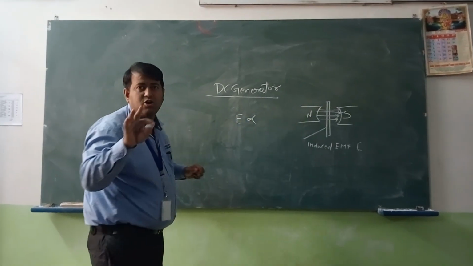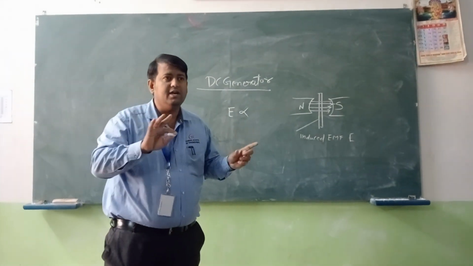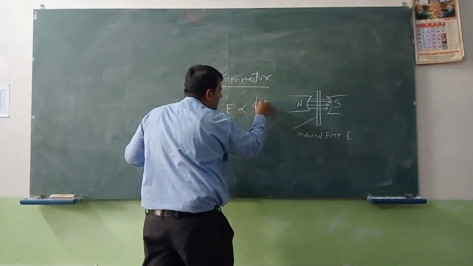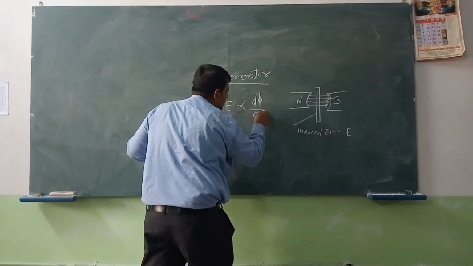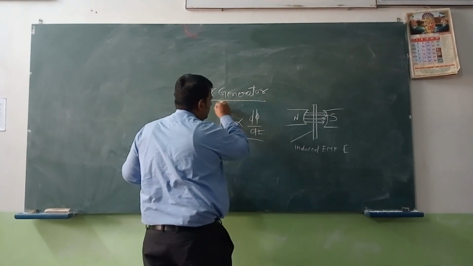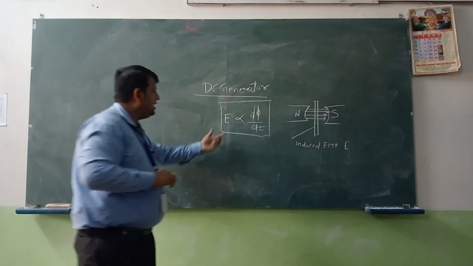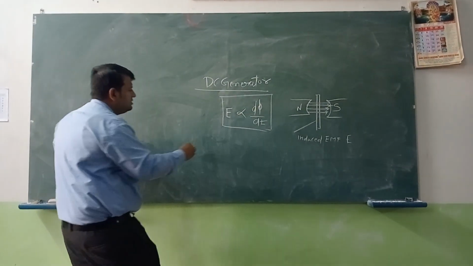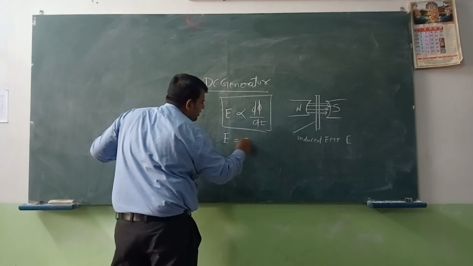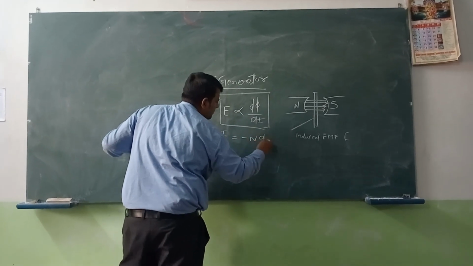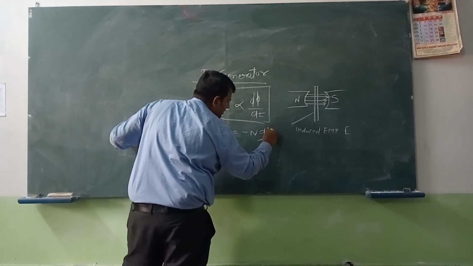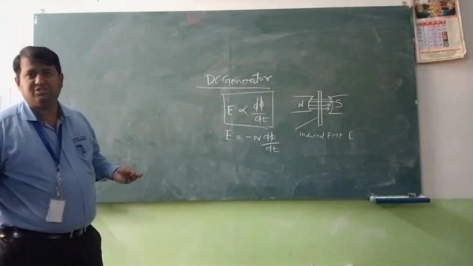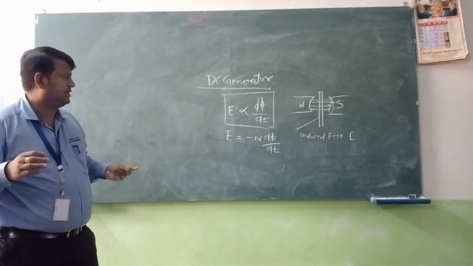This induced EMF E is directly proportional to the second law: the induced EMF is directly proportional to the rate of change of flux, d phi by dt. Clear? So the induced EMF is directly proportional to the rate of change of flux, and E is equal to minus n d phi by dt. The minus sign indicates Lenz's law.